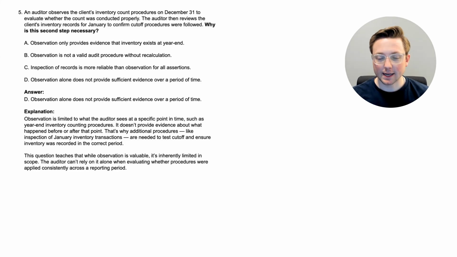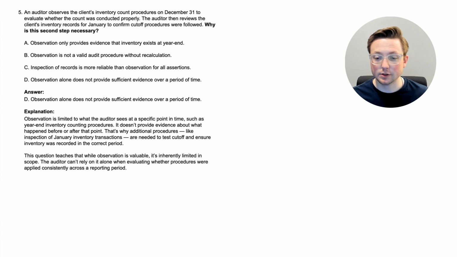All right, here we are at the answer. The answer is D. Observation alone does not provide sufficient evidence over a period of time. So that's why they're doing both of them. Let's dive into that. Observation is limited to what the auditor sees at a specific point in time, such as year-end inventory counting procedures. It doesn't provide evidence about what happened before or after that point.